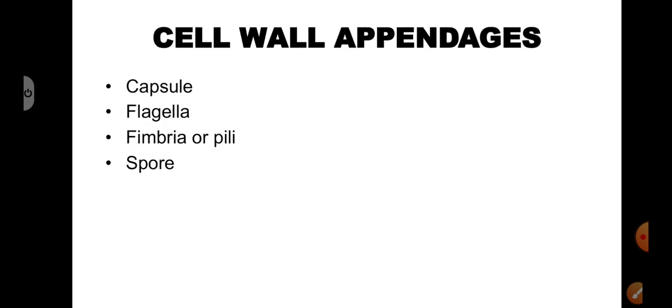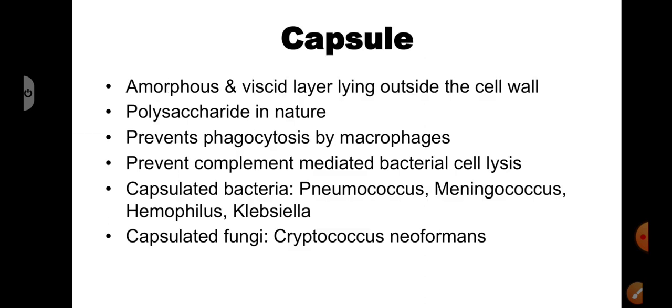Looking into cell wall appendages such as capsule, flagella, fimbria and spore. The capsule, I said, is not present in all bacteria, it's present in some bacteria, and it is an amorphous and viscid layer lying outside the cell wall. What do you mean by amorphous? It's not well organized, it does not have a definitive shape, and viscid means it's sticky in nature.